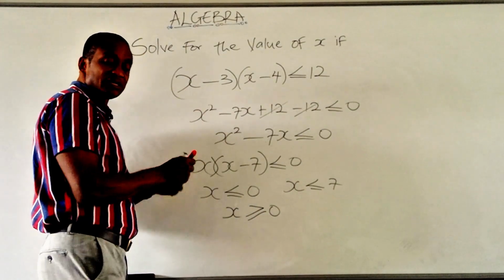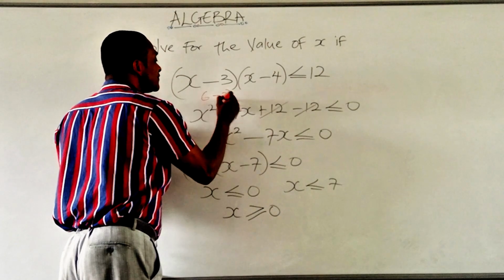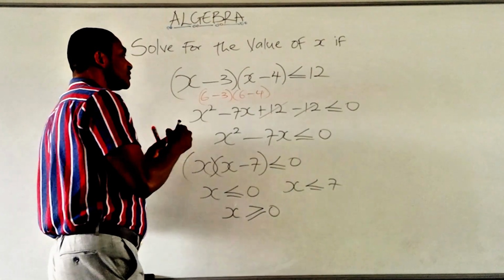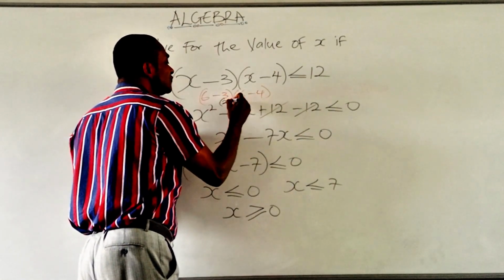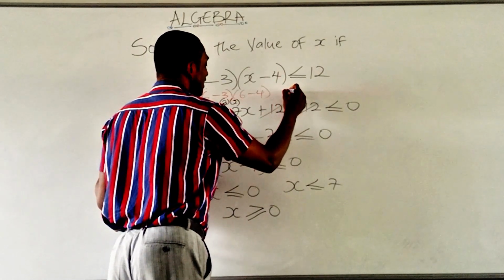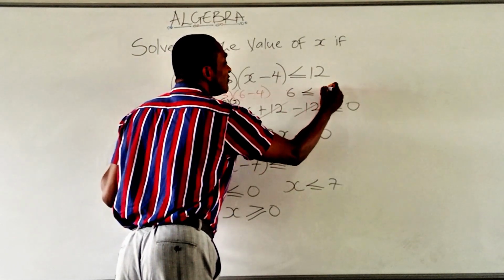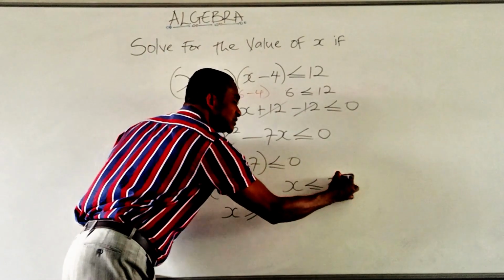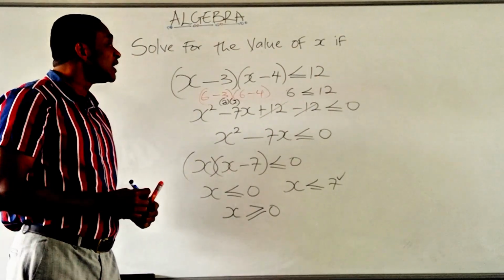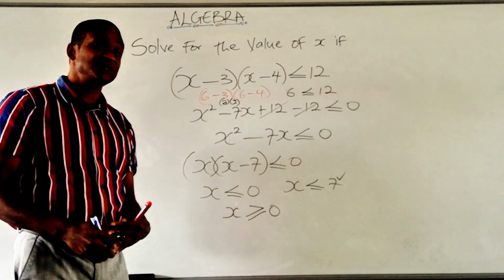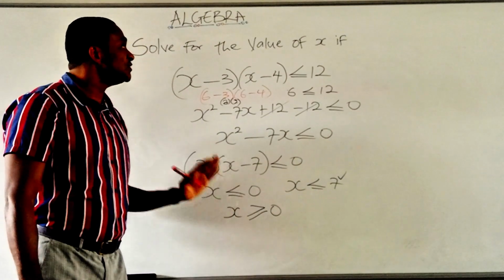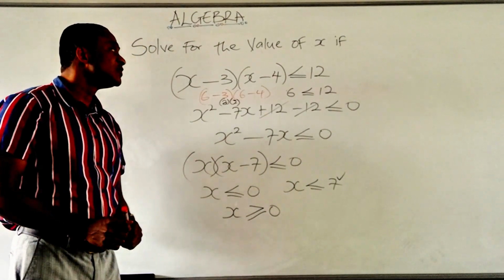If we plug in 6 here, then we will have 6 minus 3 and 6 minus 4. 6 minus 3 is 3, and 6 minus 4 is 2. So we have 2 times 3, which is 6. Is it less than what we have on the right hand side? Yes. So this is valid. So we need to check for the conditions using what we call the critical values, and it is very important. You don't just solve and leave it there. You need to check for critical values and then know how to adjust your logical operators. So this is how inequalities work.